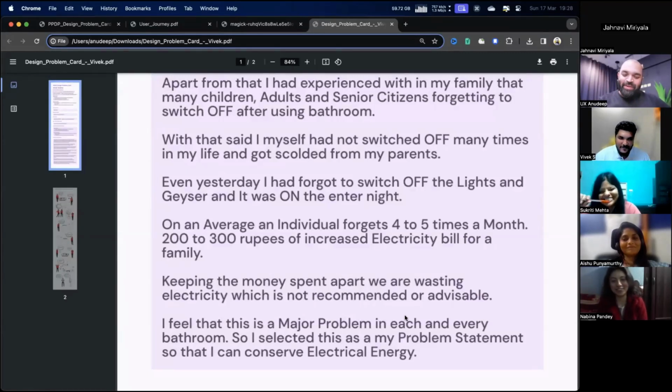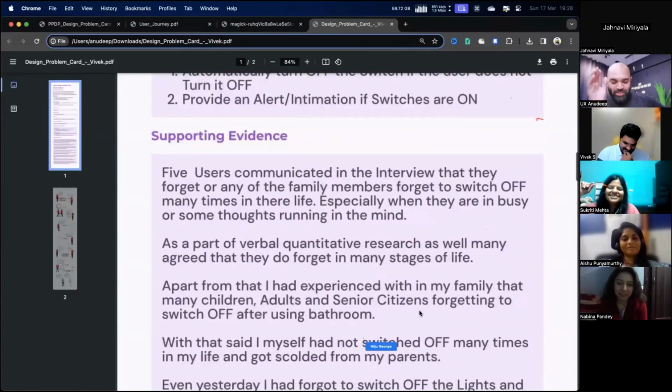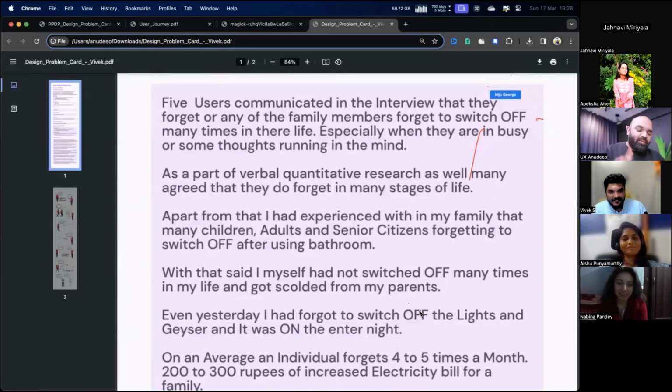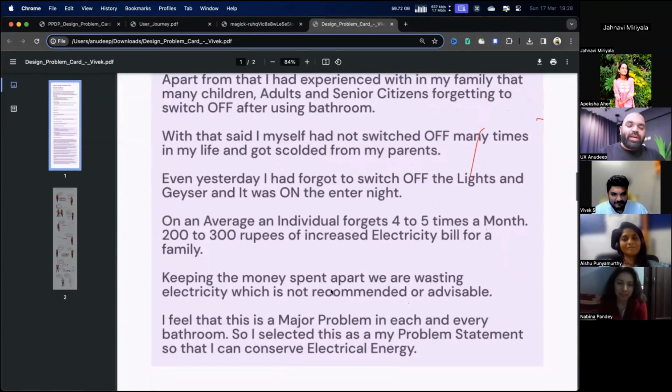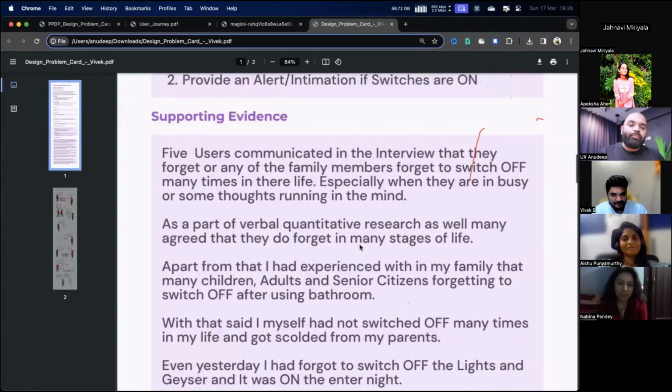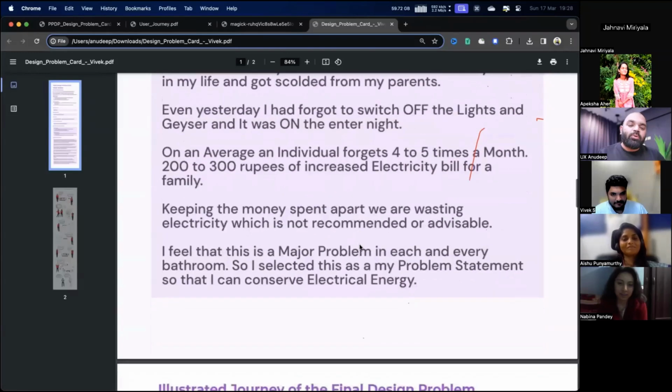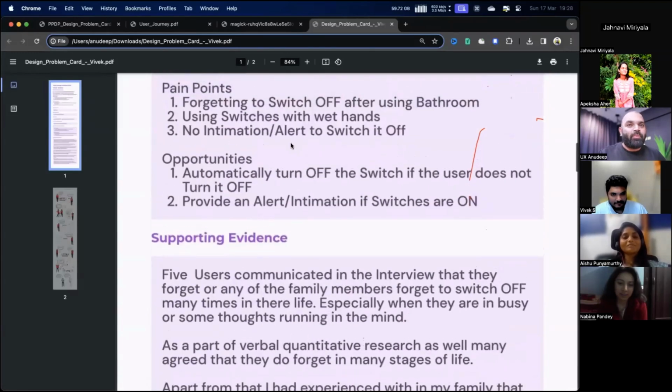So I selected my problem statement that I can conserve electrical energy. Anyway, so see, firstly, I need to understand one thing. So I need to appreciate one thing for what you're trying to say. At least you intended to write down why you think that this problem is a problem that you should solve. I appreciate you for it. I really appreciate you for it. When you say supporting evidence, you're at least intending to say that, hey, you know what? This is an important problem for me to solve. And this is the reason why I think it's an important problem for me to solve.